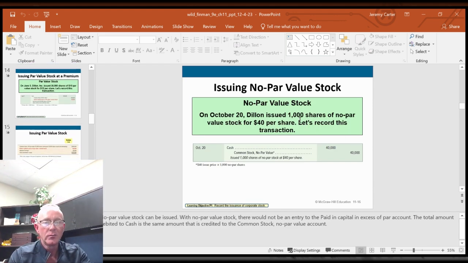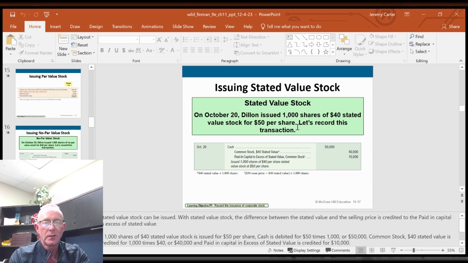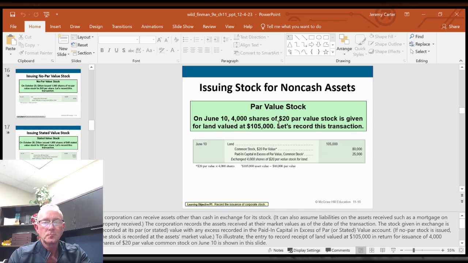If there's no par value, that's what we issue them for that year. All right. Stated value is just like par value. If it says it's $40 stated and then we sell them for $50, then we're going to have some paid in excess for stated value. All right. If this is for land instead of cash, then we'll have to say the land is valued at 105. You just would have to calculate out here that it's $80,000. So we'd have some paid in excess. It's just a non-cash asset transaction.